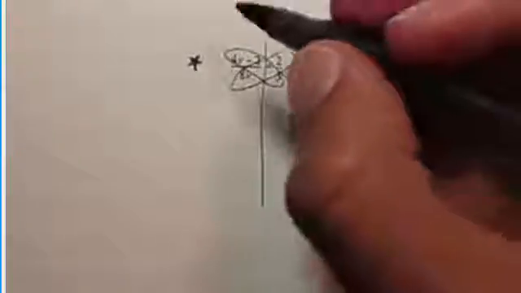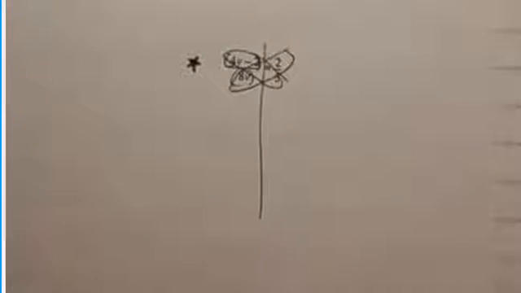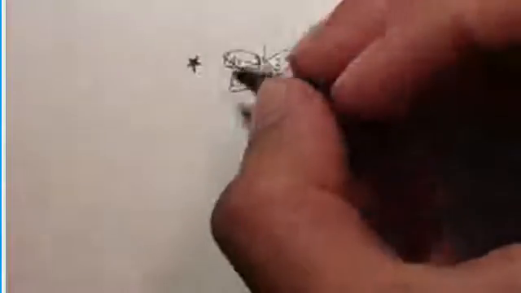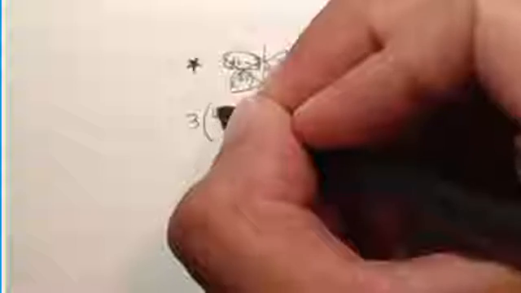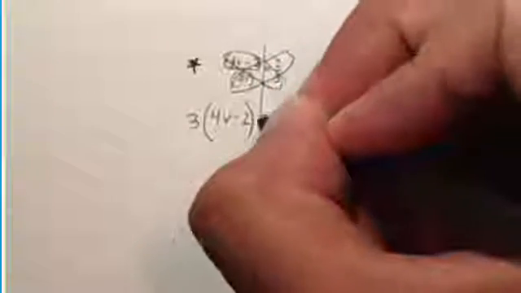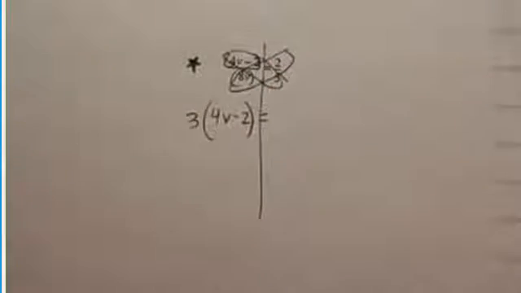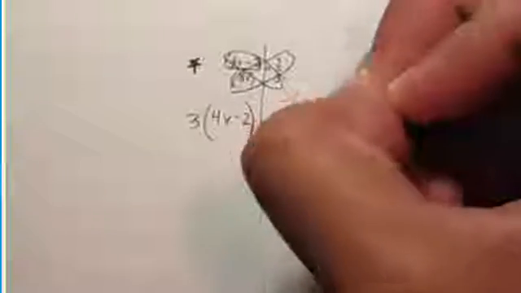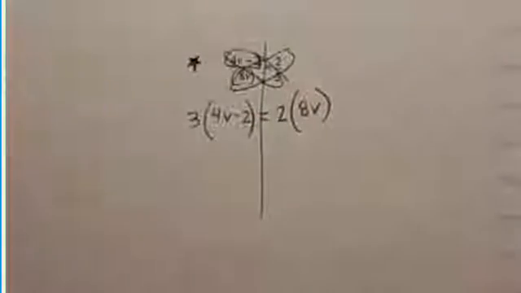Okay, so again, to solve this proportion, I'm going to cross multiply. Whenever you see an equal to with two ratios, we're going to do a proportion. So, first thing I actually should have done is put this in parentheses. Anything that's not just the number. So now I should have on one side 3 times (4v minus 2) in parentheses is equal to 2 times 8v. So make sure you have that written down.